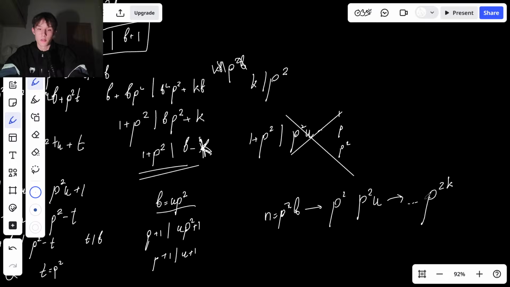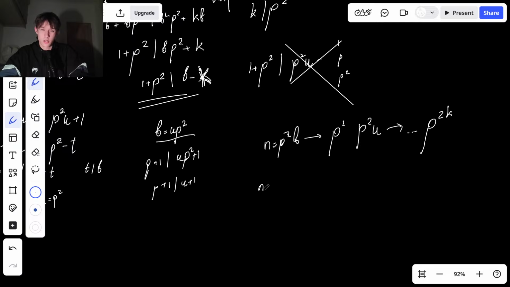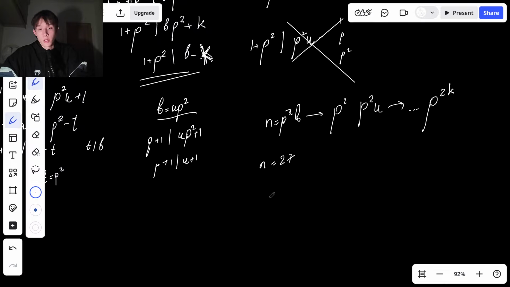Because wait, 9 worked, right? What about 27? Let's just check that 27 works or doesn't work. So n equals 27. Maybe all powers of p, because either we can stop here, or u equals p also works. So I think it's powers of primes that work. So let's just check 27 of all primes as well.